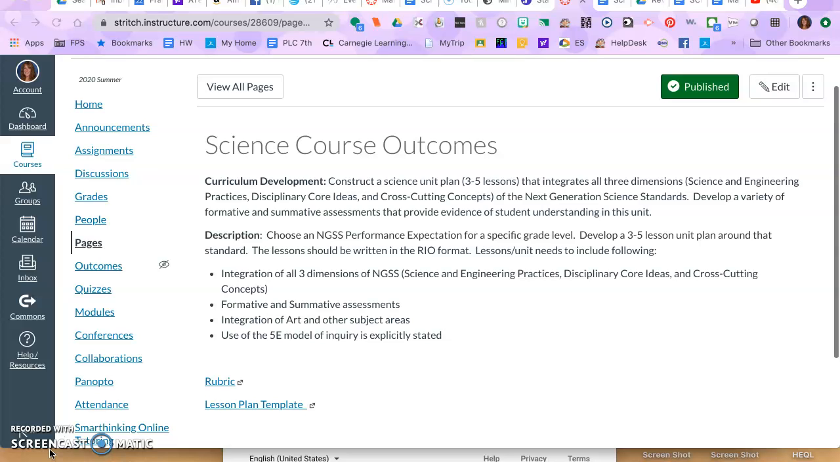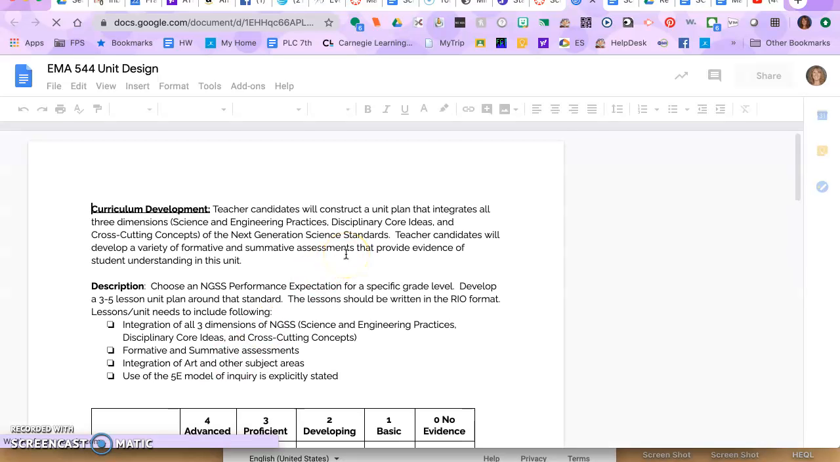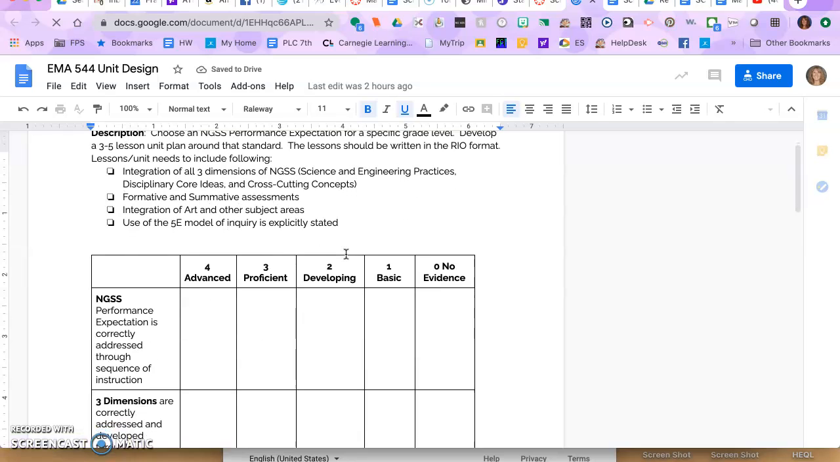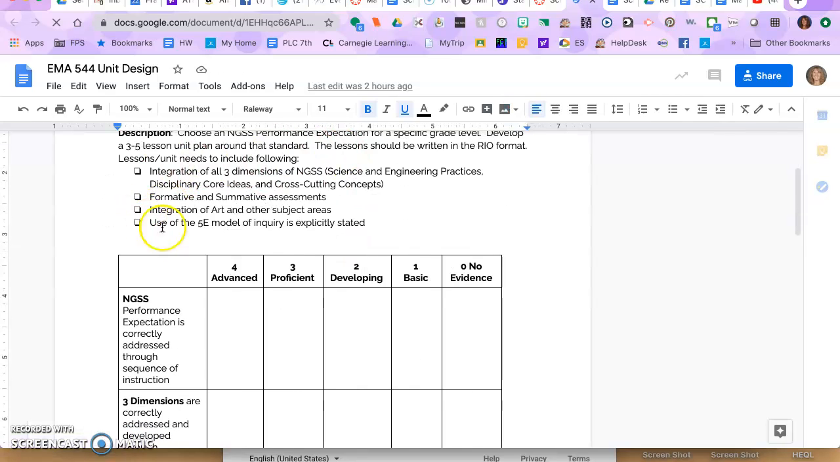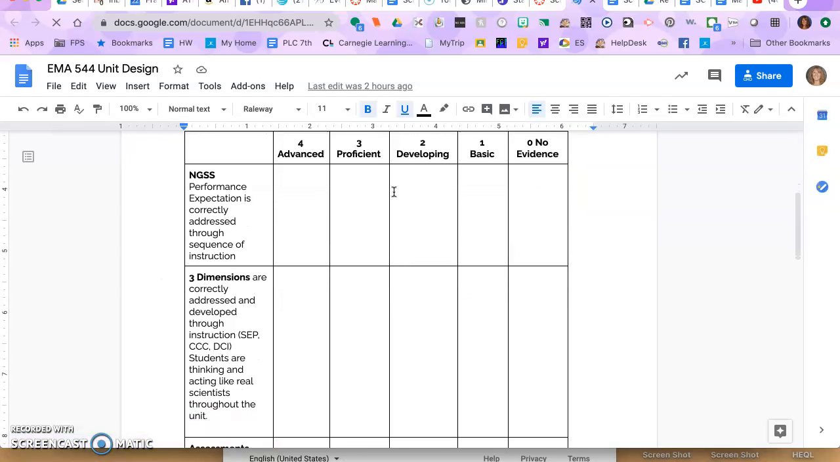You will need to have some integration of other subjects, art or any other subjects. And then you will also need to indicate and use the 5E model of inquiry. And you are going to learn about that again through some of the coursework over the next couple nights. You'll see that this is the rubric for scoring your unit plan. Again, please make sure you have all the parts that are required, and you can take a look at the rubric and how you are going to be scored.